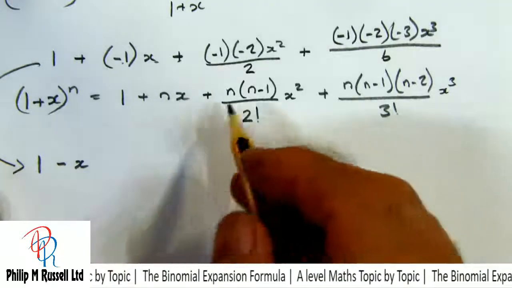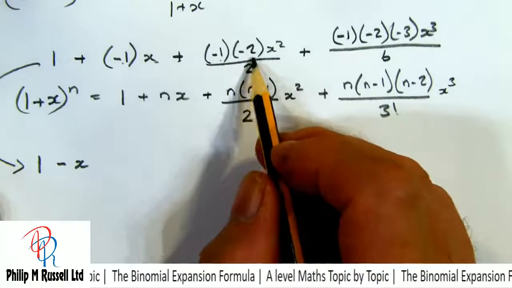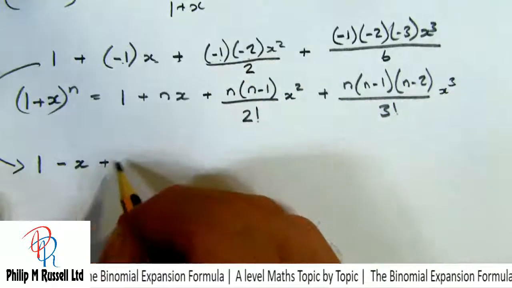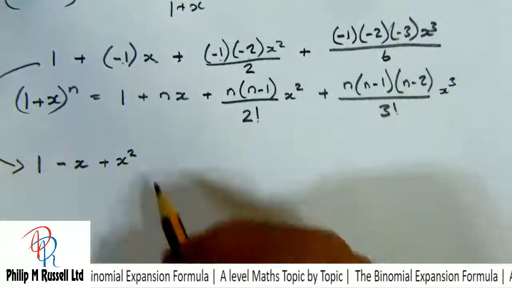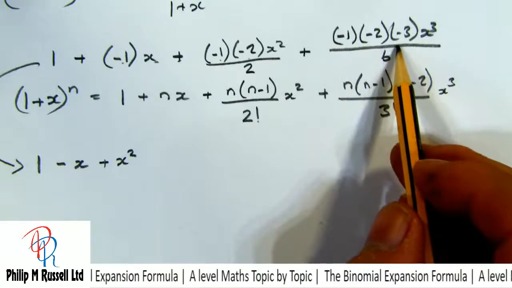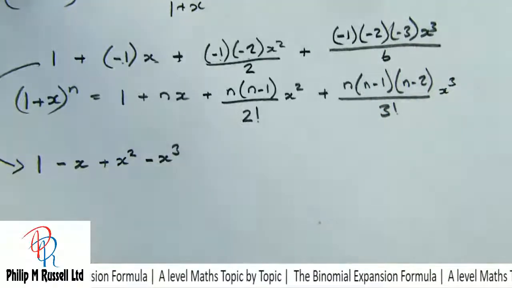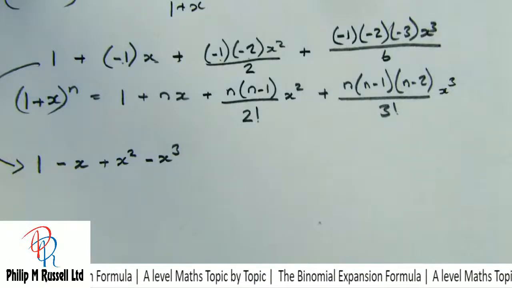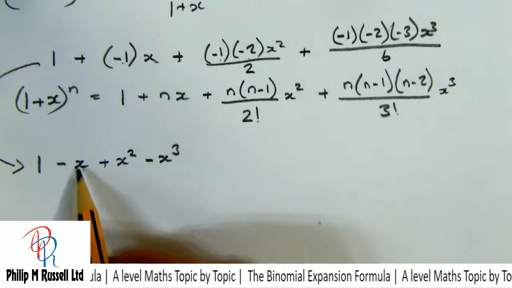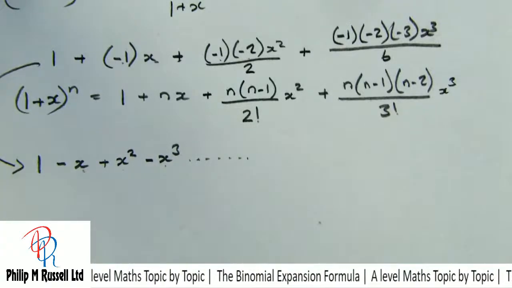And then I've got 1 times 2 is going to give me 2, divided by 2 is going to give me here 1 x squared, so that's going to give me plus x squared, and then I've got this to multiply out, which is going to give me minus 6 over 6 gives me minus 1 minus x cubed, and I've got here a nice little sequence that's basically going to carry on with the 1 minus the x plus the x squared minus the x cubed, and that sequence would in fact continue on.